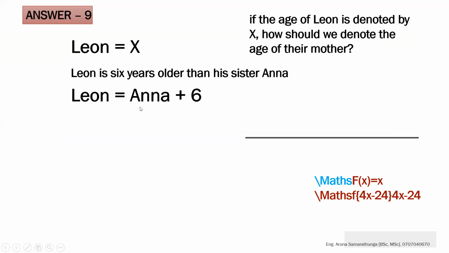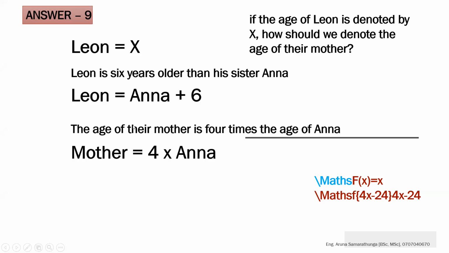If Anna is 10 years old, then we have to add another 6 years to get Leon's age. Okay, I assume 10 years old. So then I have to add another 6 years as in this statement: Leon is 6 years older than his sister Anna. So we can make this kind of equation. If Anna's age is 10, and we add 6, Leon's age becomes 16. Right? The age of their mother is 4 times the age of Anna.